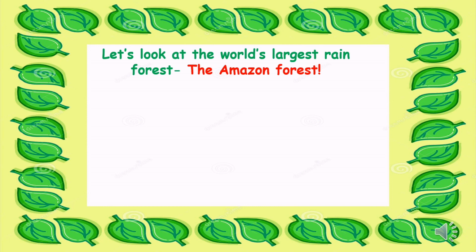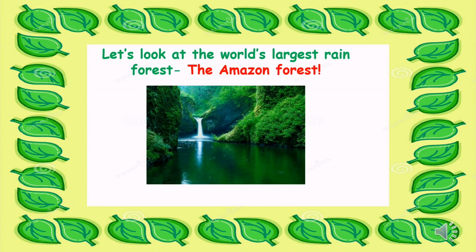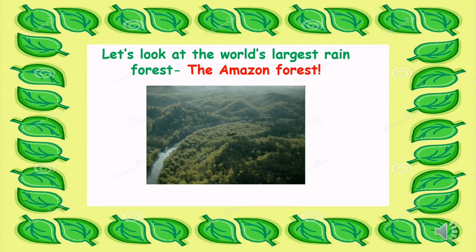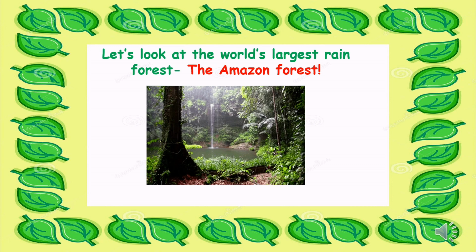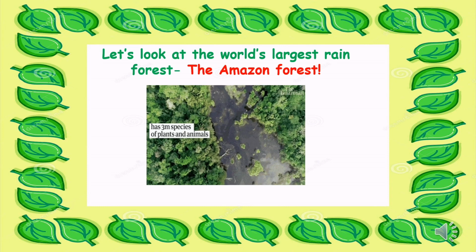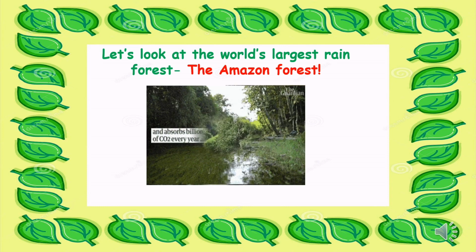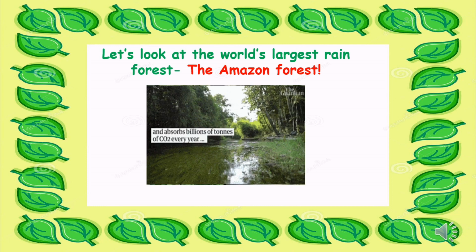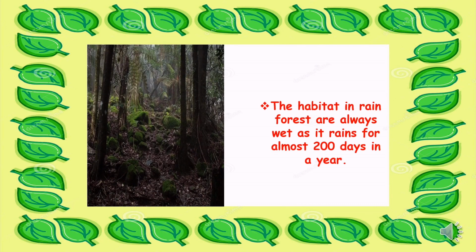Let's look at the world's largest rainforest, the Amazon forest. It's a huge forest. Isn't it beautiful? It rains here for more than 200 days in a year. It's very dark. The habitat in rainforest is always wet as it rains for almost 200 days in a year.